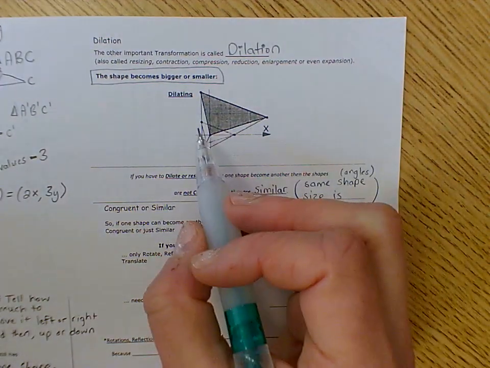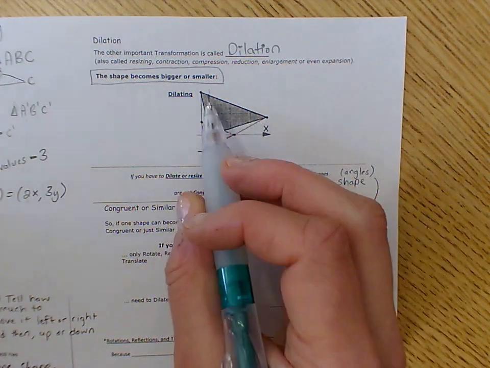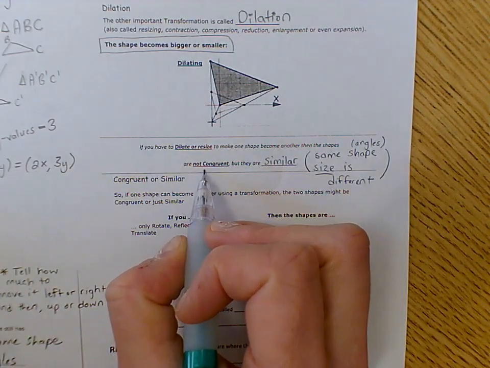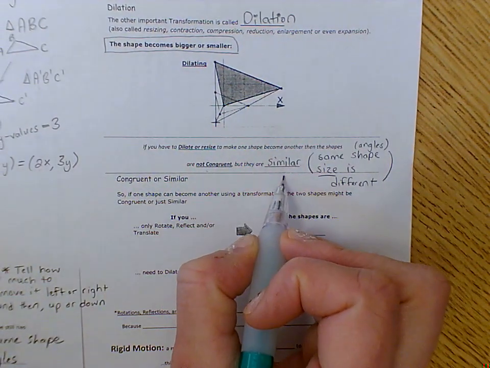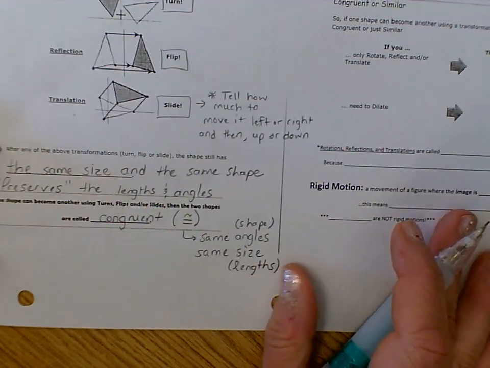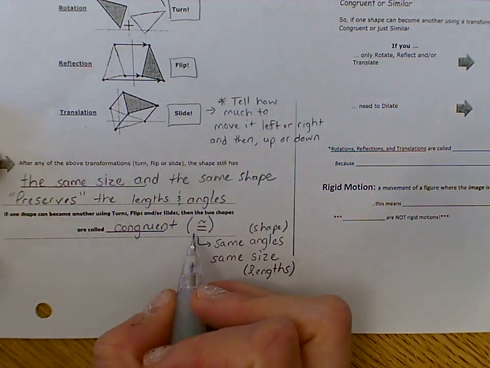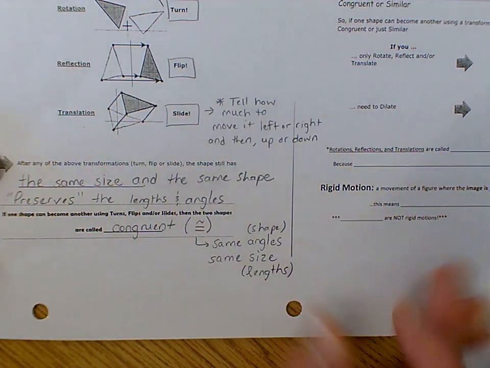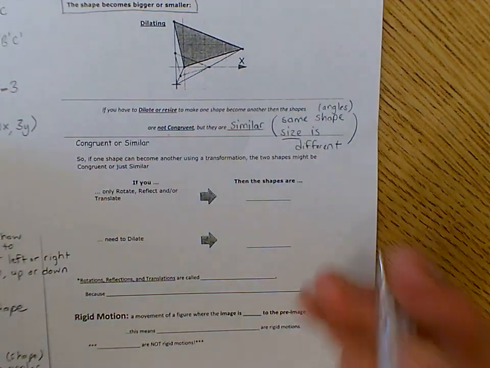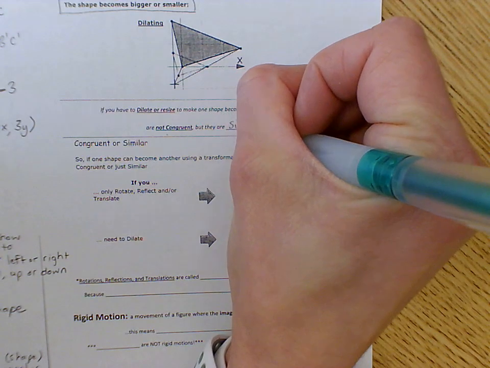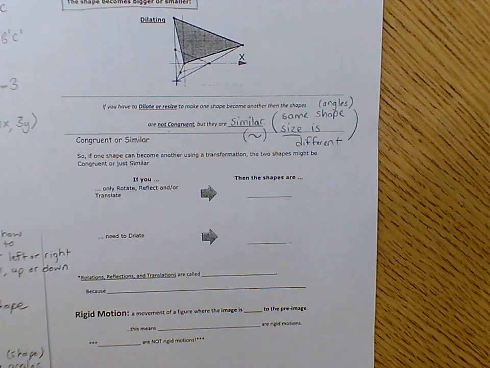However, when you do a dilation, the pre-image and the image are not the same size. So that means that they're not congruent, but you would call them similar. Now, just like congruent has a symbol, a little equals mark with a little squiggly over it, similar actually has a symbol too. Similar is just the little squiggly, called a tilde, but I call it a squiggly because it looks like a squiggle.